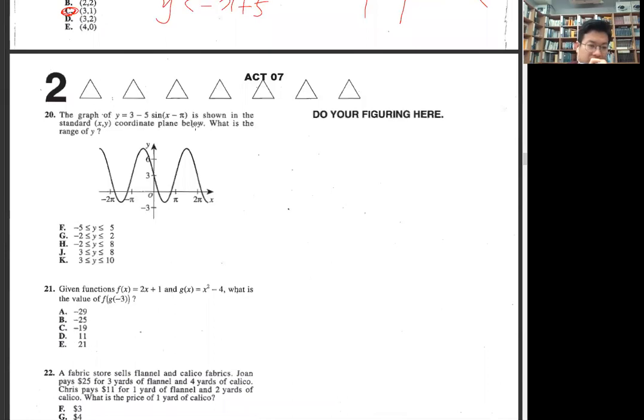Range of y. Range is the y value, right? So it's supposed to go up and down 5, so 5 and -5. The amplitude gives us the idea that the y value is supposed to go between 5 and -5. But then you add 3 to both, so it's 8 to -2, so -2 and 8.